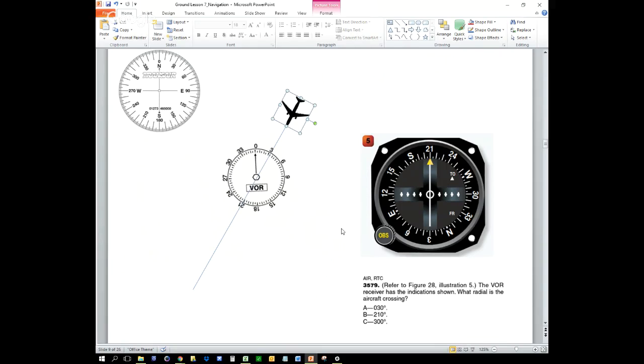Now, just to reemphasize, to reverse the flag from TO to FROM, I would have to turn my OBS selector until the 030 radial was up at the top, because that's where my aircraft currently is. The VOR receiver thinks I'm flying from the station on the 030 radial.